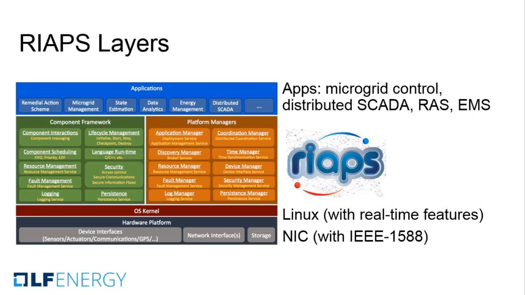This figure summarizes the layers of the platform. RIAPS runs on Linux with real-time extensions enabled and uses standard Linux packages. Its two main ingredients are the component framework that supports the app components and the platform manager that implements the services. Apps are built on top of the framework and rely on the services. Example apps include distributed SCADA, power management, microgrid control, energy management, remedial action scheme. RIAPS is designed to be universal, and it can support a large variety of embedded apps.